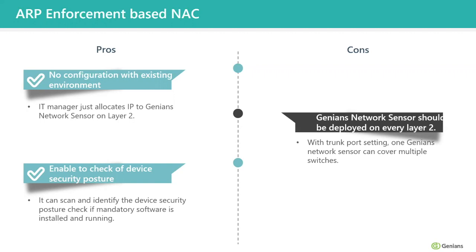Let's move to the cons. The cons, the first: you may find by Googling it that ARP enforcement-based NAC should deploy an appliance on every single point of a switch. So there might be a lot of hardware that comes with the solution. However, with Genian NAC, with the trunk port setting, one appliance can cover multiple switches, or you can deploy the appliance by VM, virtual machine.